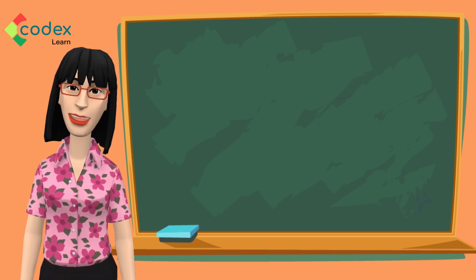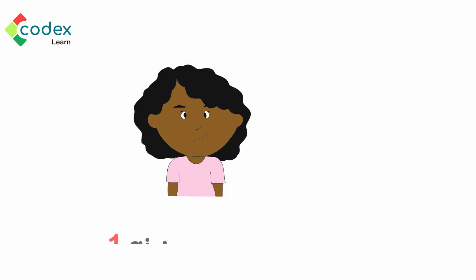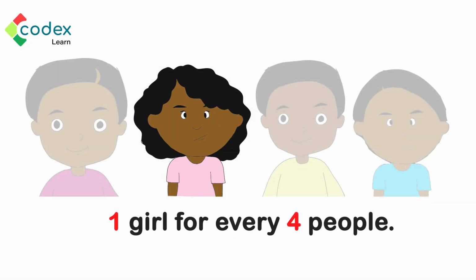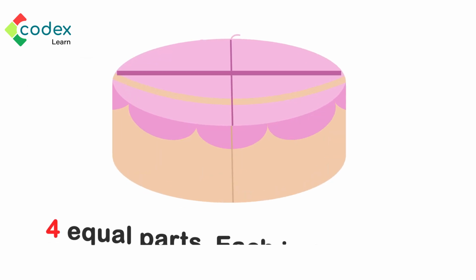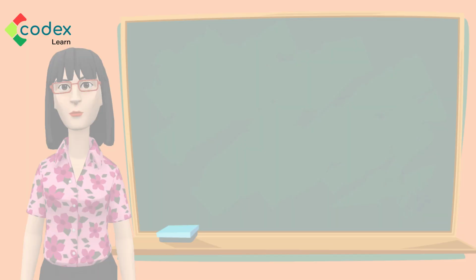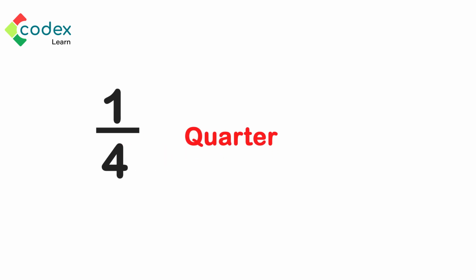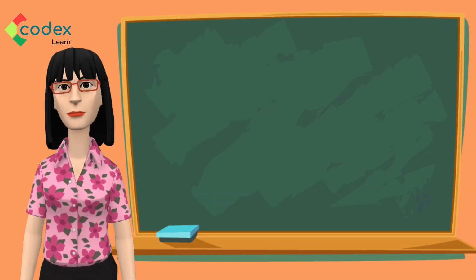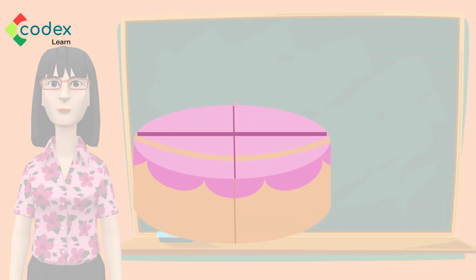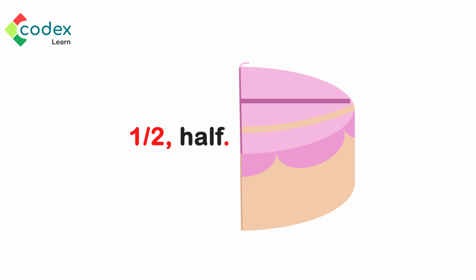For example, a room where 1 above 4 of the people are girls has 1 girl for every 4 people. Think of a cake made of 4 equal parts. Each is 1 part of 4. In mathematics, you write this as 1 above 4, and it is called a quarter. 2 parts of the cake, that is, 2 quarters, is written 2 above 4, and this is also known as 1 divided by 2, half.